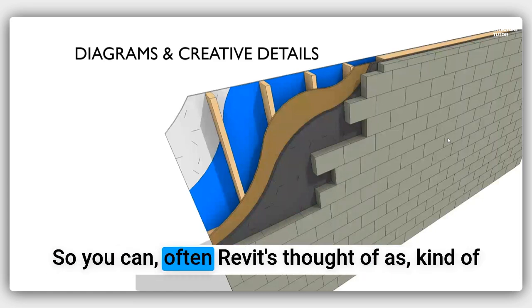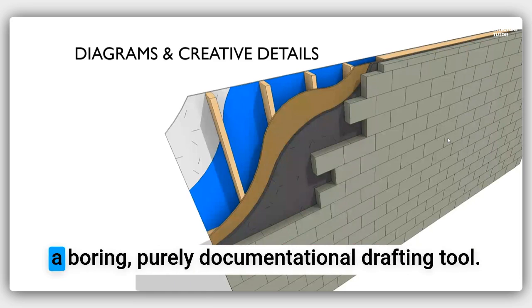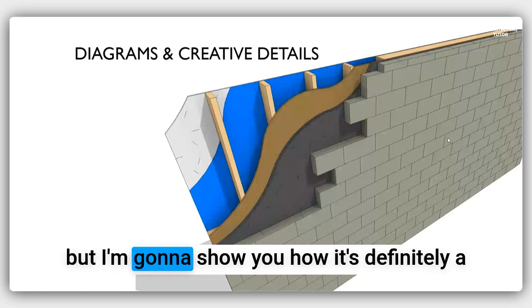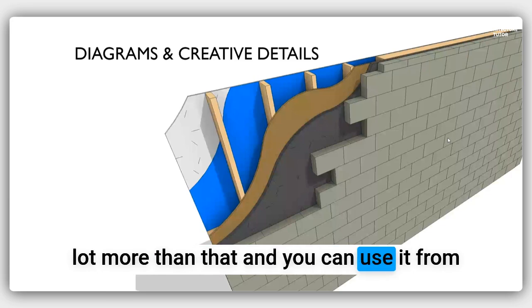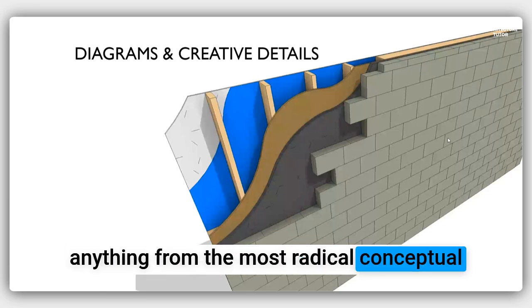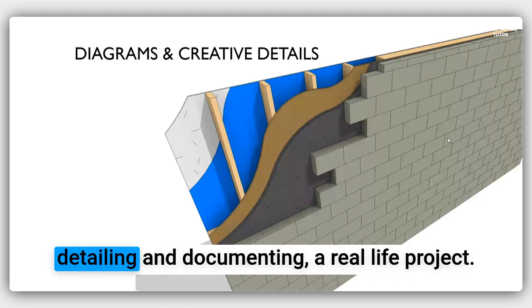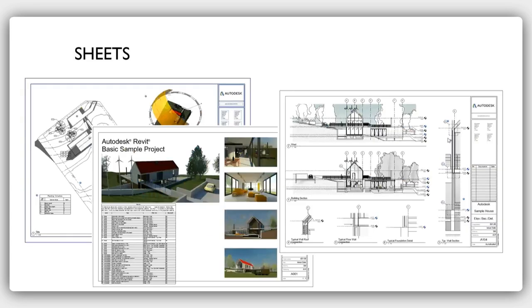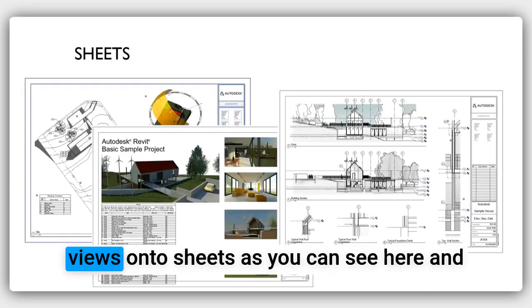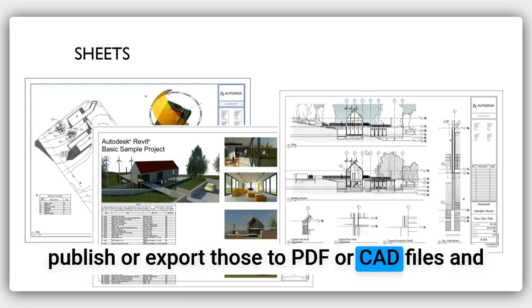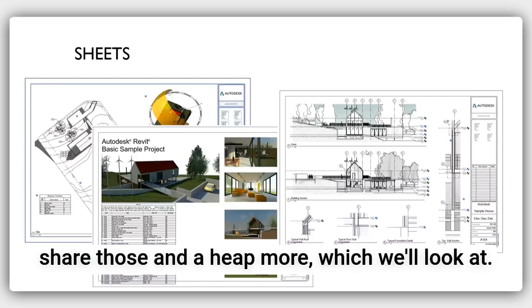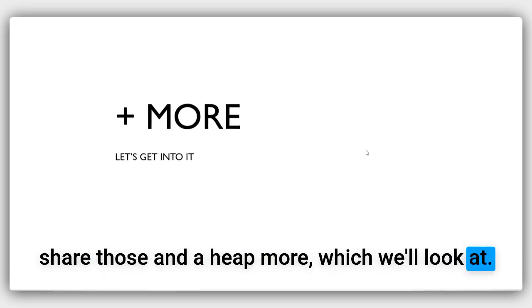Often Revit's thought of as a kind of boring, purely documentation or drafting tool, but I'm going to show you how it's definitely a lot more than that. You can use it for anything from the most radical conceptual models in your uni studies to detailing and documenting a real life project. And then you can really easily drop all those views onto sheets, as you can see here, and publish or export those to PDF or CAD files and share those. And a heap more, which we'll look at.